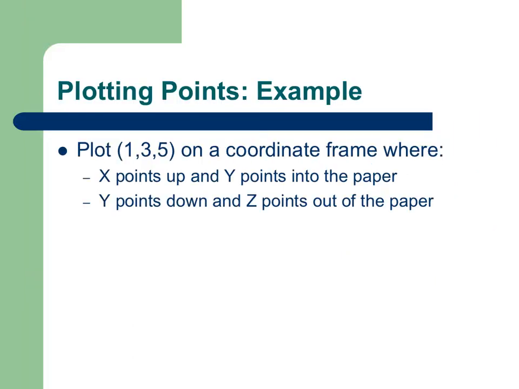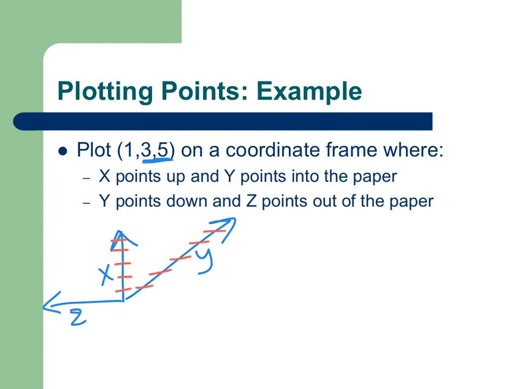Okay, let's do another example. 1, 3, 5. If x points up and y points into the paper, there's y, there's x. So x is up, y is into the paper, so my z for a right-handed coordinate system is that away. So my ground plane again is yz here, right? So we're going to draw our little tick marks. And we're going to have horizontal tick marks on this guy and diagonal tick marks on this one.